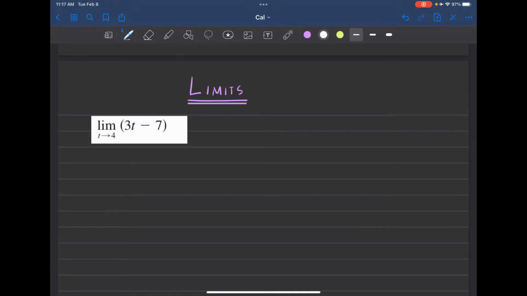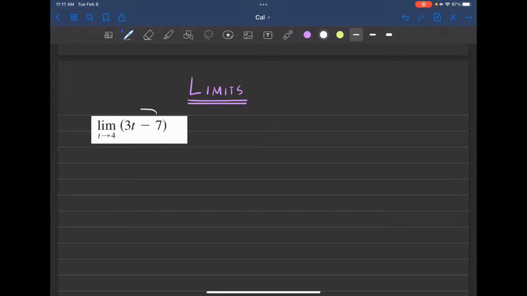Welcome everyone. So in this video we're going to learn limits. So let's go ahead and compute some limits. So our first example is this problem right here. We want to find the limit as t approaches 4 for the function 3t minus 7.